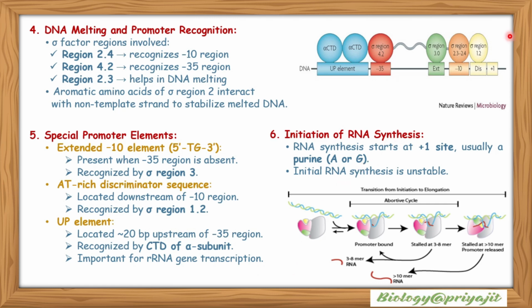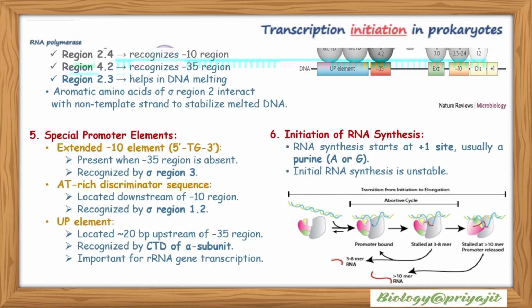Initiation of RNA synthesis. We know that RNA synthesis starts at the +1 site. This is the +1 site of the RNA molecule, and usually it is either A or G, that is, it must be a purine base. Initial RNA synthesis is unstable, so there is a phenomenon of abortive initiation. This is the image showing the abortive cycle. So what happens during abortive initiation?